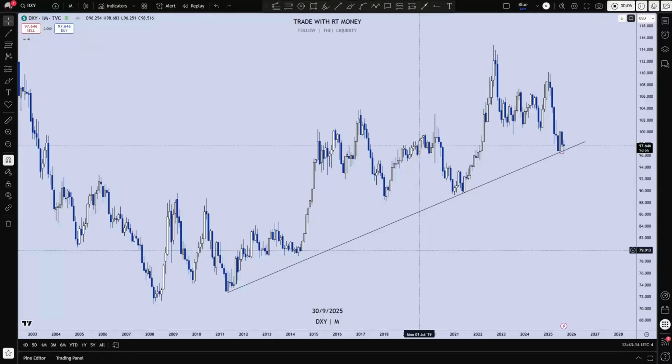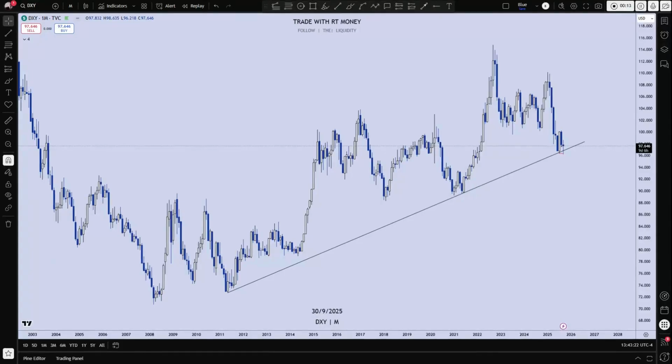We're looking at the US dollar index. Let's take a look at the economic calendar for the week ahead.